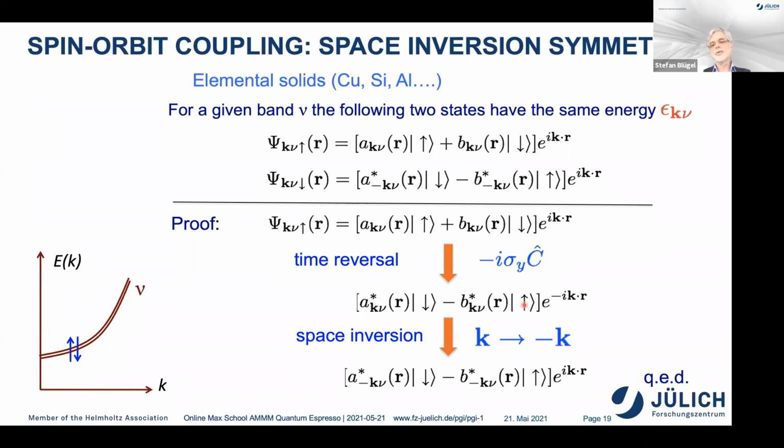And you also have to flip the spin. Time inversion means spin flip. You go from here to here, and you go from here to here. And now you remember that you have space inversion symmetry. You go from k to minus k. And you're ending up at this Bloch vector again. And you end up in the wave function with opposite spin. So these two are totally degenerate. Or the energy, the state is totally degenerate.